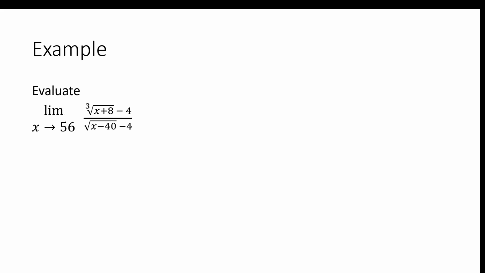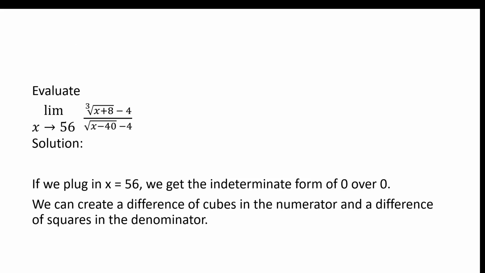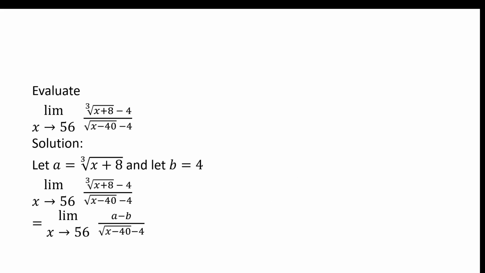Now, what if we have a question where we want to create a difference of cubes up top and a difference of squares down below? So in this particular question, if we plug in x equals 56, we get the indeterminate form of 0 over 0. So we're going to create a difference of cubes in the numerator and a difference of squares in the denominator. So we're going to let a be the cubed root of x plus 8, and we're going to let b equal 4.